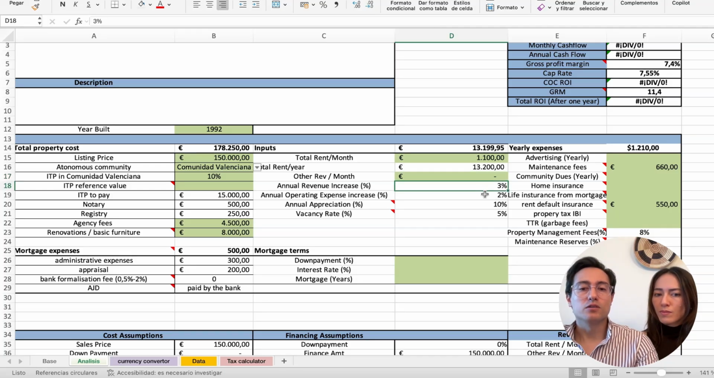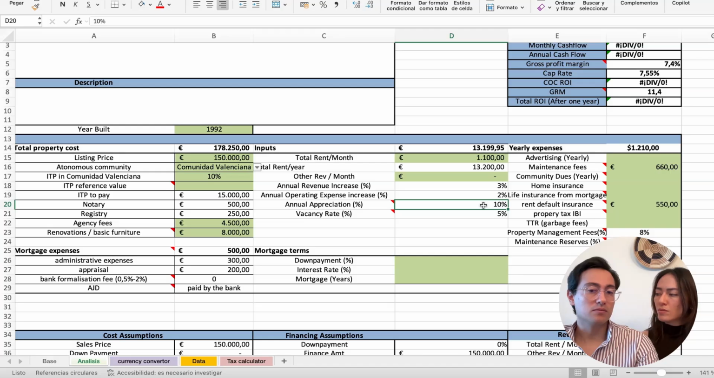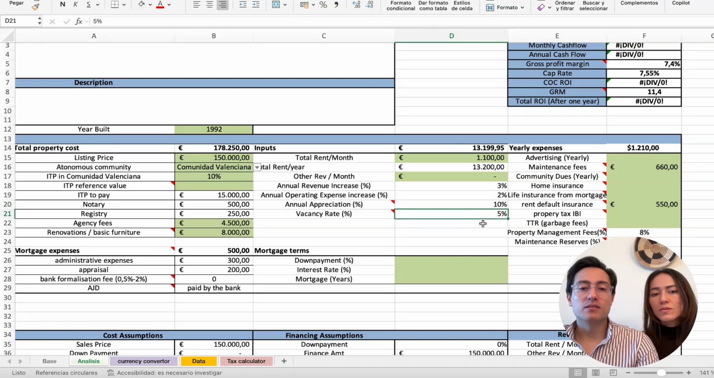Here we also have to take into consideration the annual increase in prices and the annual operating expense increase for the model that you're going to see down below, which is between 2 and 3%, and the annual appreciation, which is over 15%, but just being very conservative, we're going to keep it at 10%. The numbers in Spain, and especially in Valencia, have been between 15 and 20% of appreciation every year, which make investments right now really interesting. For the vacancy rate, we're going to put 5% just to be conservative, even though things rent out very fast.